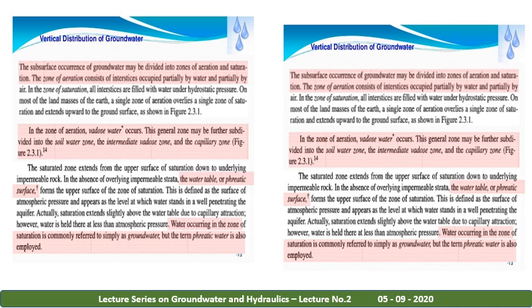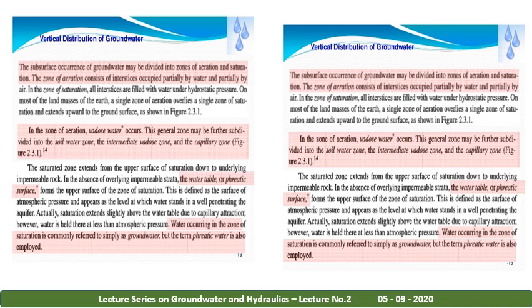The next parameter is the vertical distribution of groundwater. The formation below the Earth's surface is divided into zones by an irregular surface called the water table. The zone between the ground surface and the water table is called the unsaturated zone or vadose zone. At all points of the water table the pressure is atmospheric. In the vadose zone, the soil pores may contain either air or water or both. Hence it is called the zone of aeration.